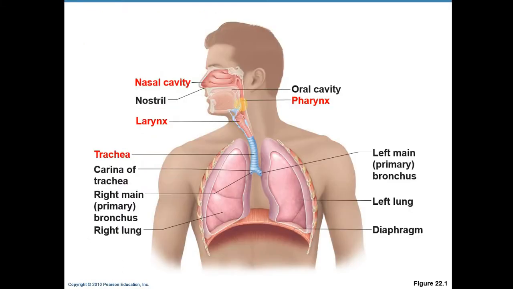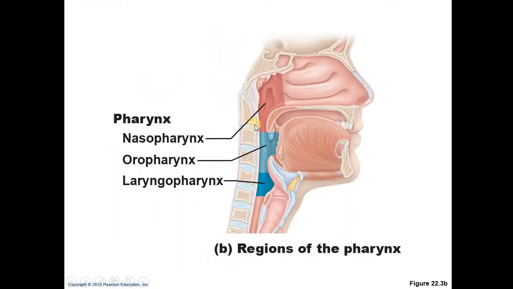So here are those areas. You can see the nasal cavity that we just discussed, and then you can see the pharynx, and then you see the larynx here. But the pharynx, when you zoom in, here are the 3 parts of it. They're very short: nasal, oro, and laryngopharynx.